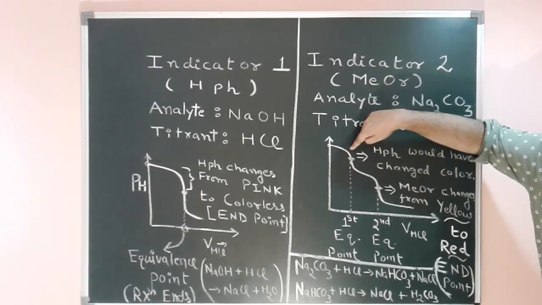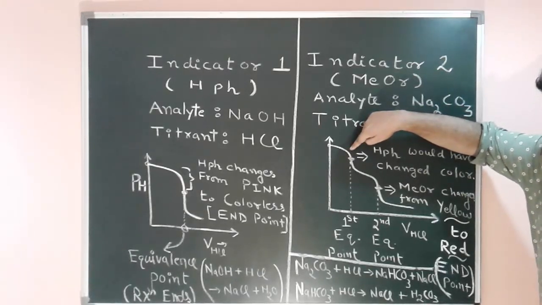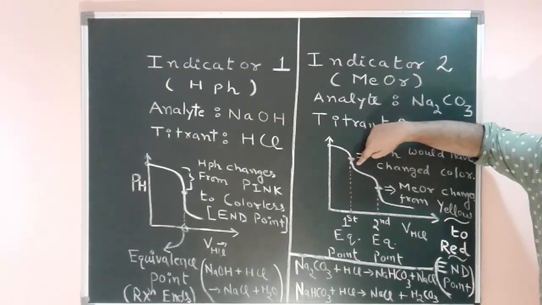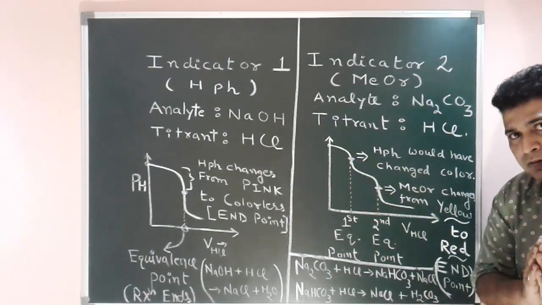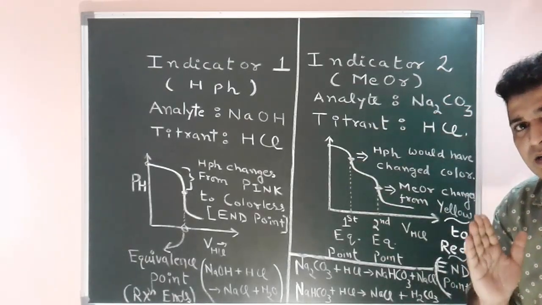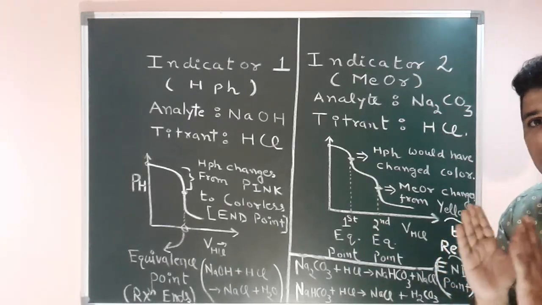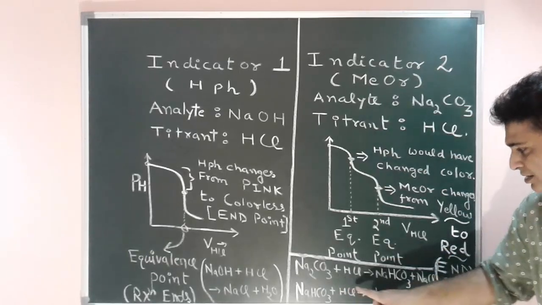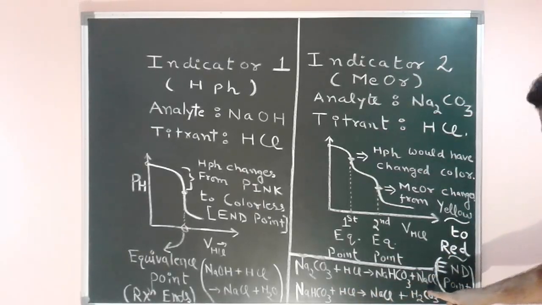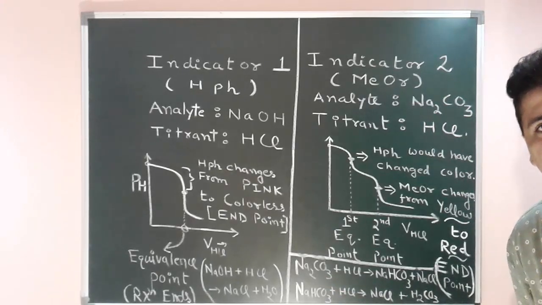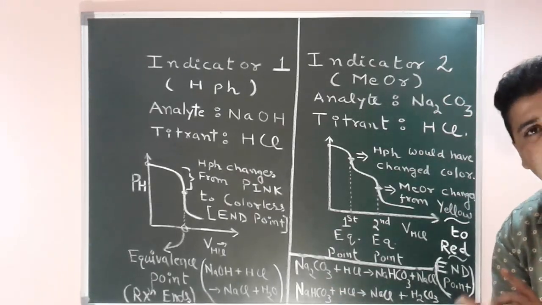Then we are looking at a plunge, a sharp fluctuation. This is the first fluctuation we observe. Look, after this fluctuation, mind you, one reaction is over. It is called the first equivalence point, and I have written this reaction here at the bottom. Na2CO3 reacts with HCl to make NaHCO3 plus NaCl.